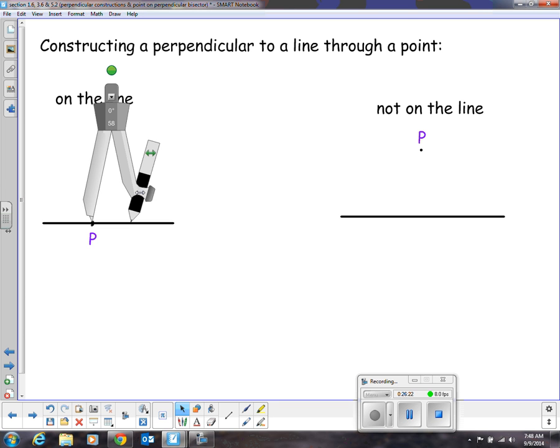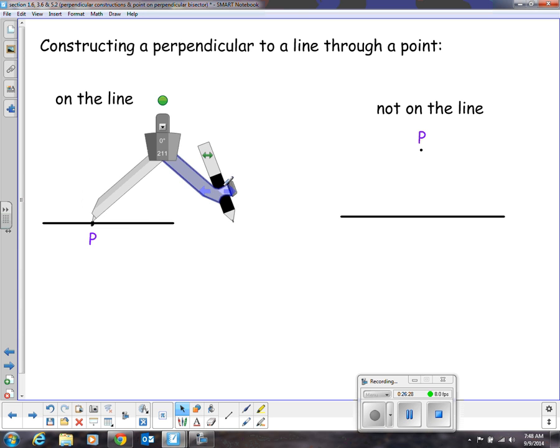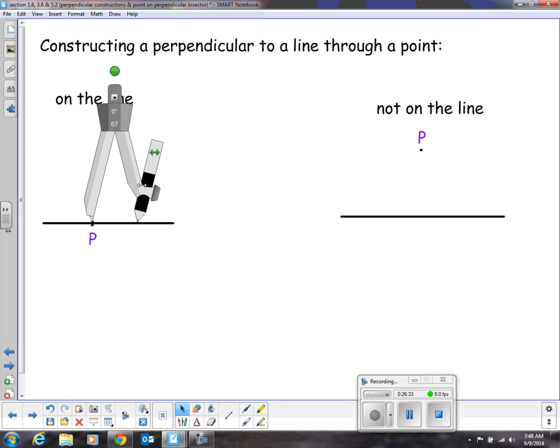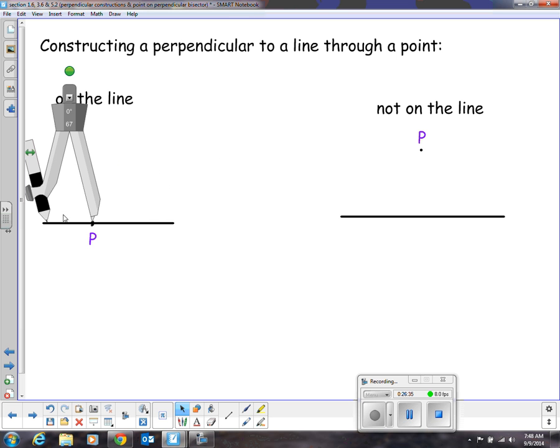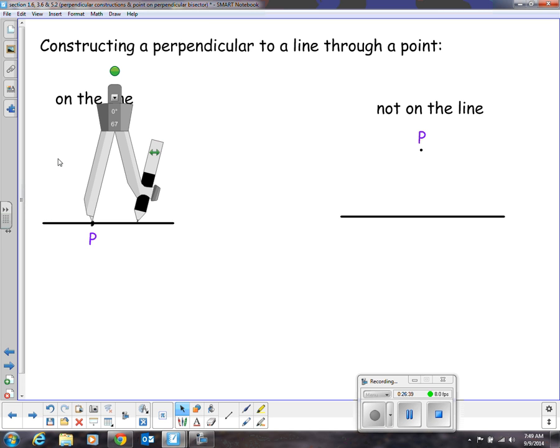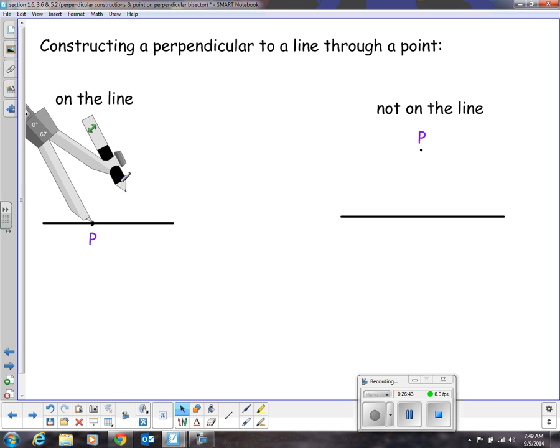Okay, put your compass point on P, and I don't care how much you open it. If I were to open it this large, am I going to intersect my segment? I've got to open my compass to make sure that I can fit it on both sides of P. Okay. So now we're going to come up here and draw an arc. Make sure that it goes all the way over P.